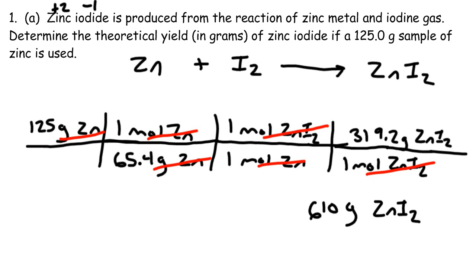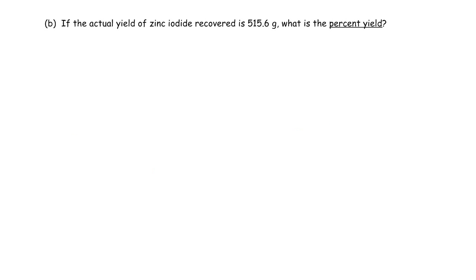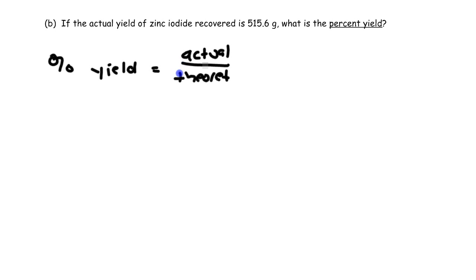And our second step is going to be to use our percent yield formula. In order to do that, I need an actual value. So the second part of our problem says the actual yield, or the actual value, is 515.6 grams. So remember, percent yield is going to be equal to our actual value over our theoretical value times 100%.